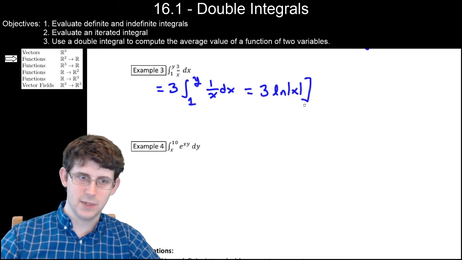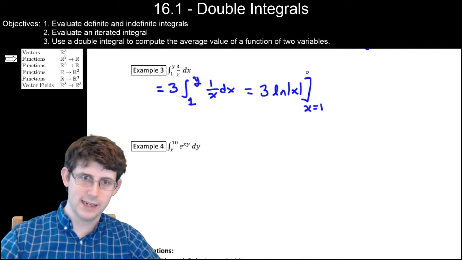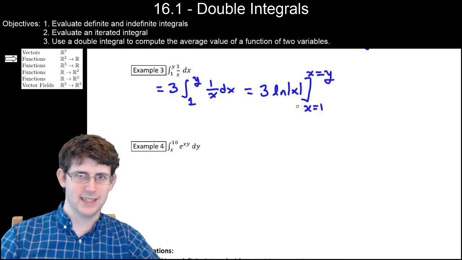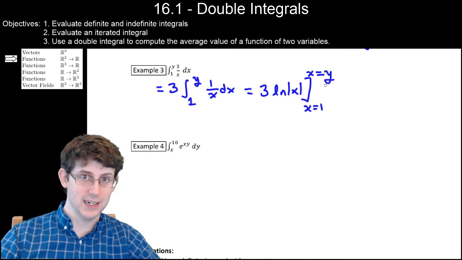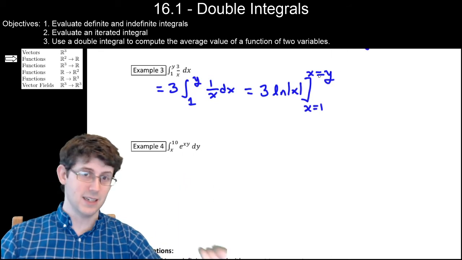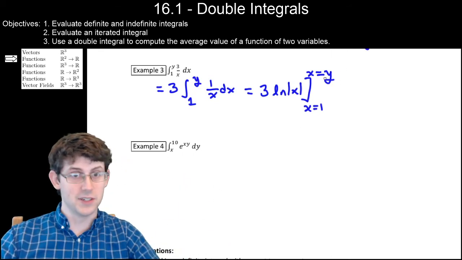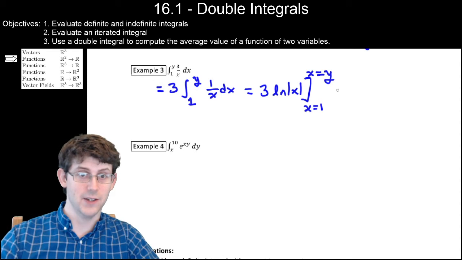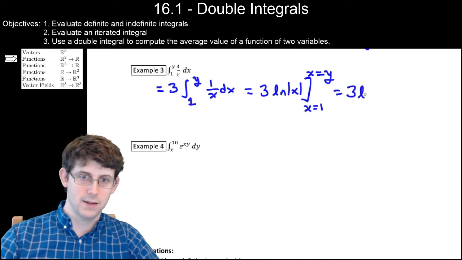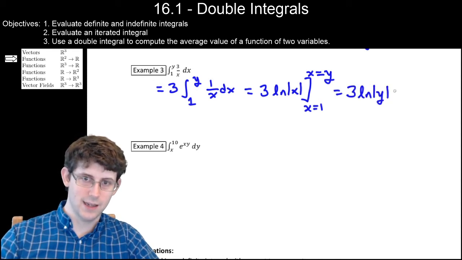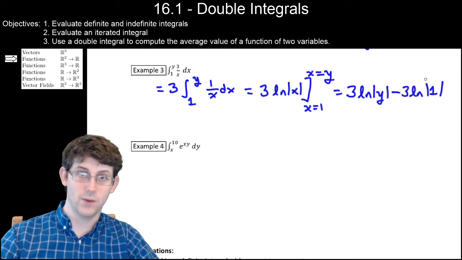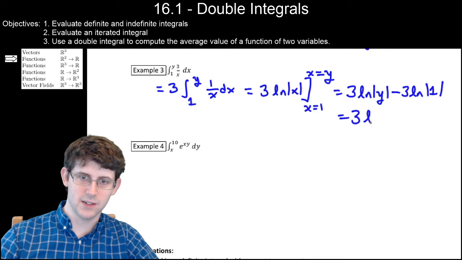Now here's where it gets a little bit strange. I'm going to remember that these bounds are x equals 1 and x equals y, but that's pretty strange that there's a variable up here. And the trick is that as long as you're keeping track of what you're plugging into what, you just treat y like a constant for this integral. So this is 3 ln y minus 3 ln 1. ln 1 is 0, so my final answer is 3 ln y.